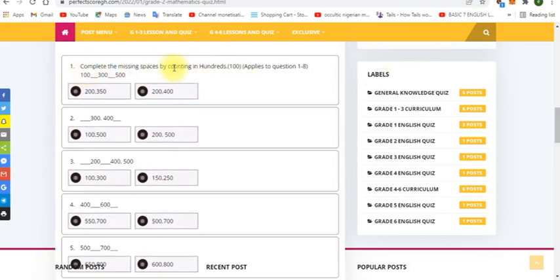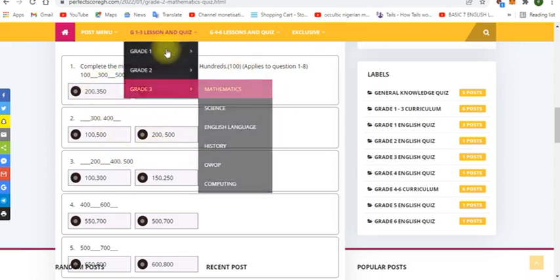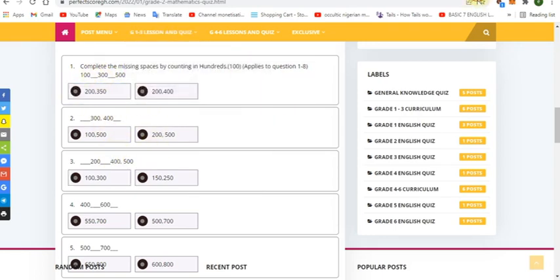Now complete the missing spaces by counting in hundreds. Applies to question 1 to 8. So here from question 1 to 8, that's what you have. I go to count in hundreds. Okay, so let's see. This is 100, dash, 300, dash, 500. Remember what I taught you. So this is 100. I go to add to it another 100.